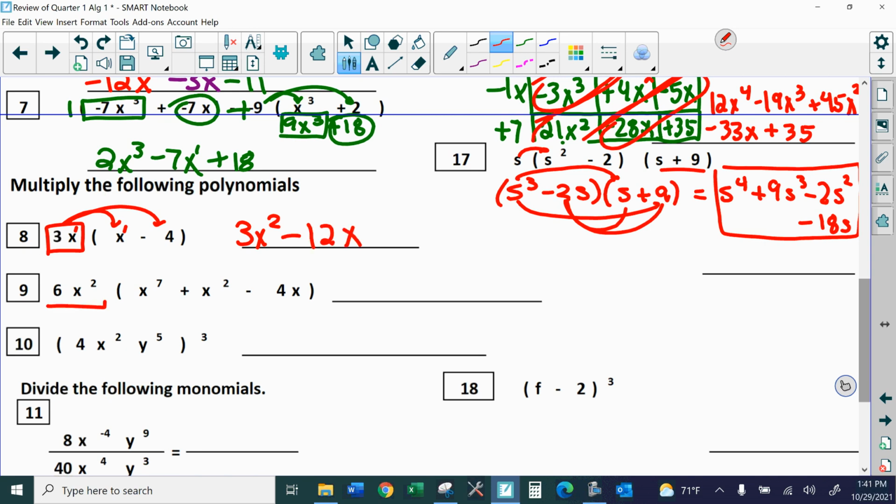So I'm doing it again here, just taking that and distributing it through. That's 6x to the ninth, because again, we add the exponents of like bases, plus 6x to the fourth, and minus 24x cubed.